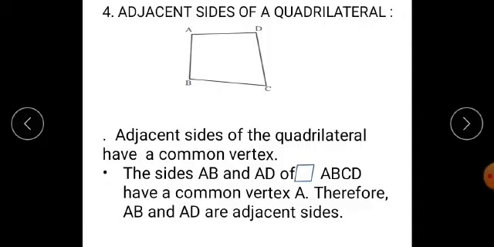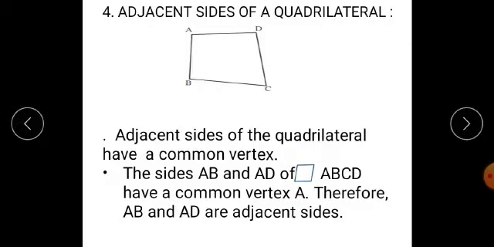Next one. Now, students, these are some of the important terms related to quadrilateral. First one, adjacent sides of a quadrilateral. Now, students, the word adjacent means lagache in Marathi. Pay attention, see very carefully. Adjacent sides of the quadrilateral have a common vertex. Means adjacent sides always share one common point.